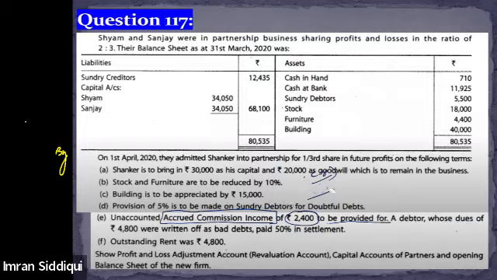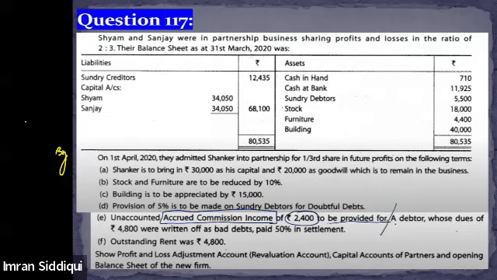I hope this point is clear. Yes. Okay, now this is a separate point where it says that a debtor whose dues of rupees 4800 were written off earlier. See, there was some debtor who did not pay 4800 rupees earlier, and we have written it off considering it as bad debt. We assume that this amount is not going to recover. We won't be able to realize this amount, so we have written it off earlier.